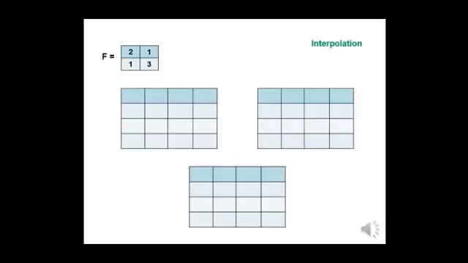Now let's see how to perform upsampling using another method, that is interpolation. So we have a 2 by 2 matrix. How to do its interpolation? We have to do interpolation in two steps. First is interpolation row wise, and next is interpolation column wise.